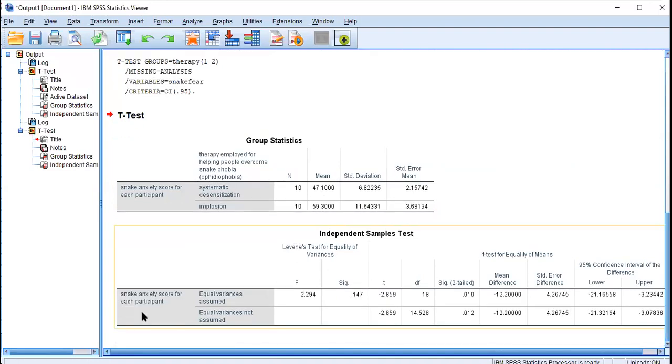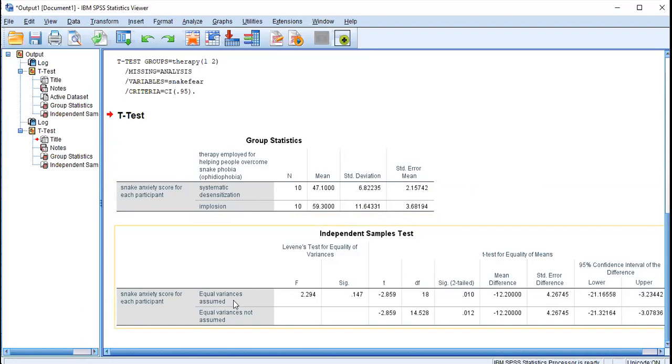Now coming to the main question here, we are to answer part C of the question, which asks: are there significant differences in the variance of the two populations? If you look at the standard deviation here, it does appear that the variance differs: 6.8 standard deviation for the systematic desensitization, and 11.64 for implosion. We know variance is the square of standard deviation, that we always know.